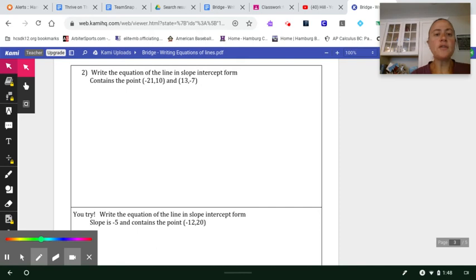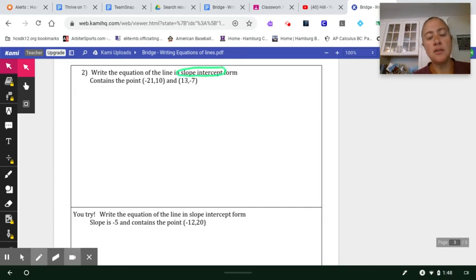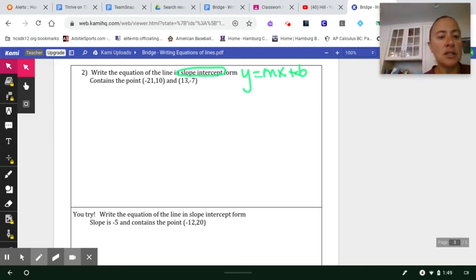Question 2, write the equation of the line in slope-intercept form. Okay, so slope-intercept form means you want to be able to see the slope and the intercept in the equation. So at the end of the day, they're looking for y equals mx plus b. Now I'm going to go about this the long-winded way. I'm going to go into point slope and then convert it to slope-intercept just because that's what we will end up doing in calculus more often. So let's go ahead and find our slope. I'm going to pause it and find it.